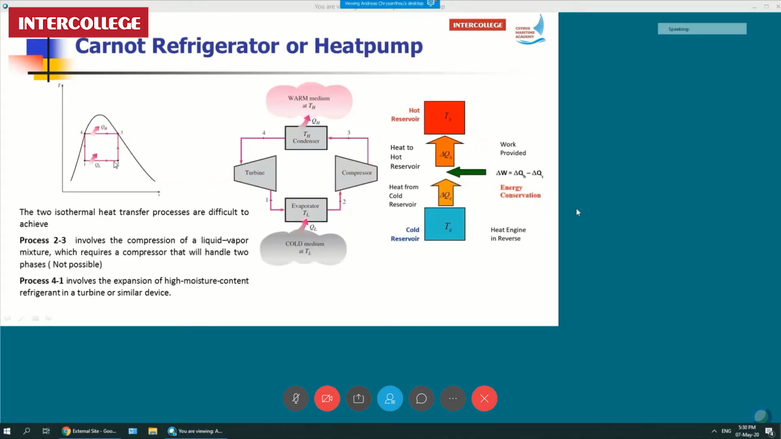Similarly as before, we have our TS diagram, and now the reverse Carnot cycle on the TS diagram. The system is replaced by the compressor, the turbine, the condenser, and the evaporator. In place of the turbine, we have the compressor. In place of the pump, we have the turbine. In place of the boiler, we have the condenser and the evaporator and things like that. Now, we still encounter the same problems as before. These components again cannot operate in a mixture. They need to be either in the gaseous or in the liquid state.